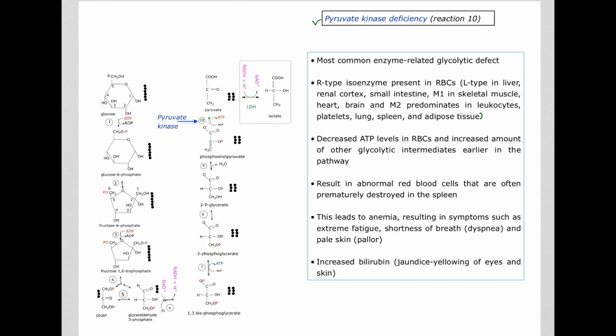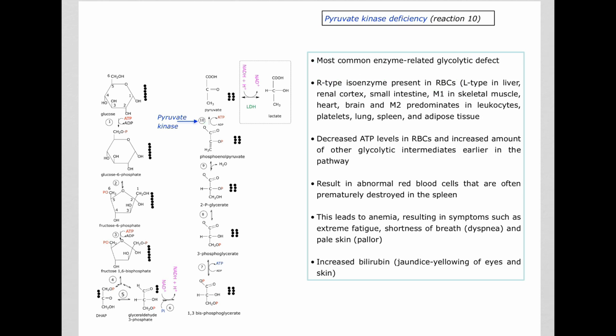Now, pyruvate kinase deficiency is the most common enzyme-related glycolytic defect. So pyruvate kinase catalyzes reaction number 10, where phosphoenolpyruvate is converted into pyruvate. This disease affects the R-type of pyruvate kinase isoenzyme, and this is the type that you find predominantly in red blood cells.